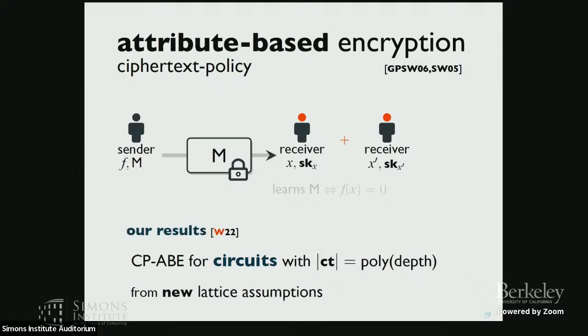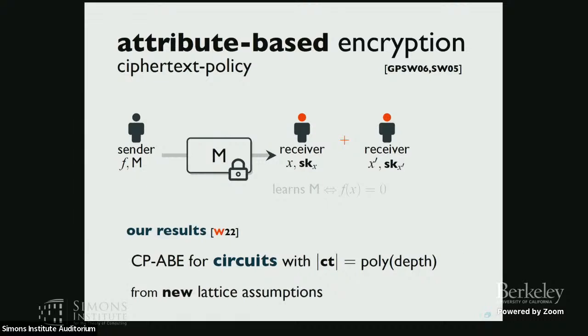And in this work, we give a new CPABE for circuits with small ciphertext size. In fact, our ciphertext size is slightly smaller, but that's not the main thing here. But we look at it from new lattice assumptions. So compared to the first of these works, we got rid of pairings, and we get to, I guess, arbitrary depth circuits. And compared to the second of these works, we actually get to a somewhat simpler lattice assumption.